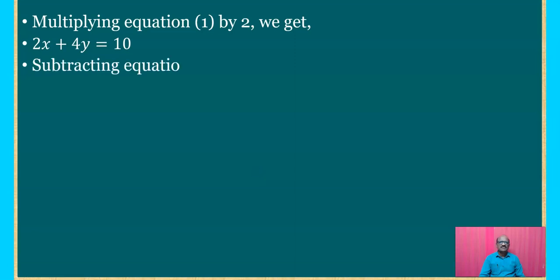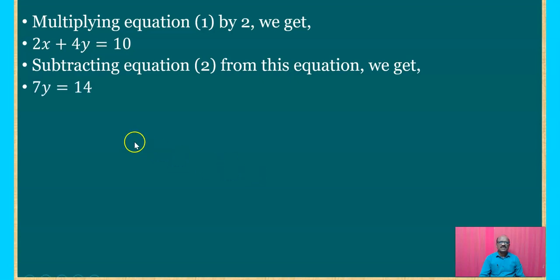Subtract equation 2 from this equation, we get 7y is equal to 14. If we simplify it, these two are the only simple simultaneous equations. y is equal to 2.